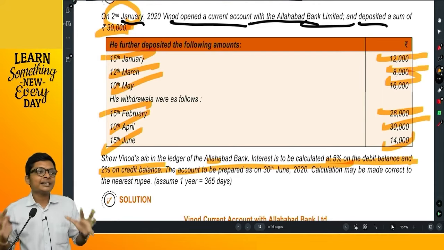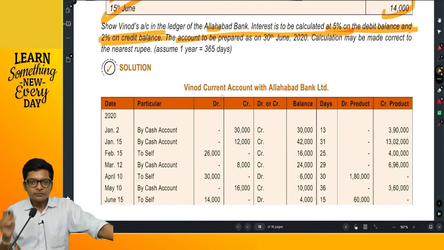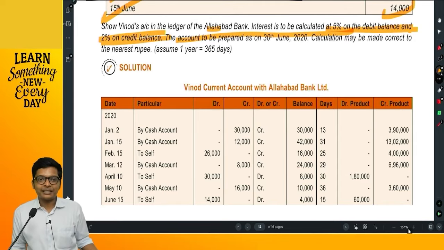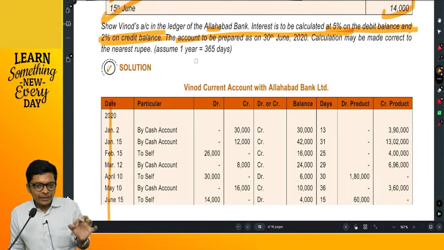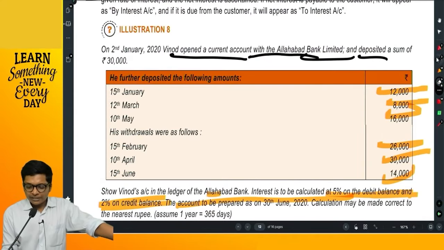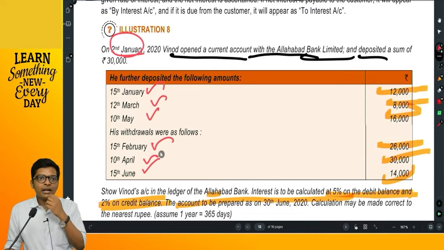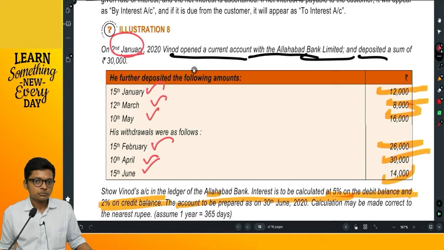Did you understand the question, guys? Solution is very simple. The solution is one different template. First let's understand the template. First write down all the dates in sequential order. Can you see the dates in the question here? What is the first date? 2nd Jan. What is the next date? 15th Jan. After that 15th Feb, then 12th March, then 10th April, then 10th May. How will the bank statement be? Sequential.